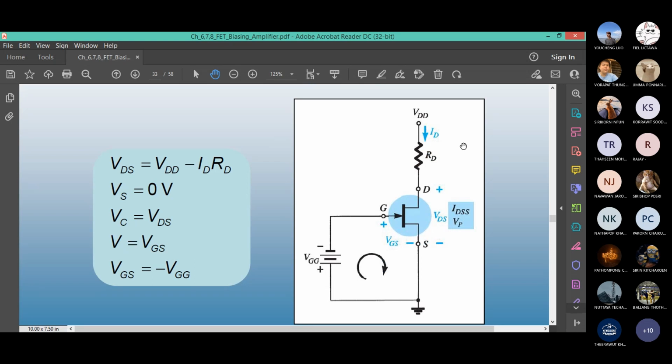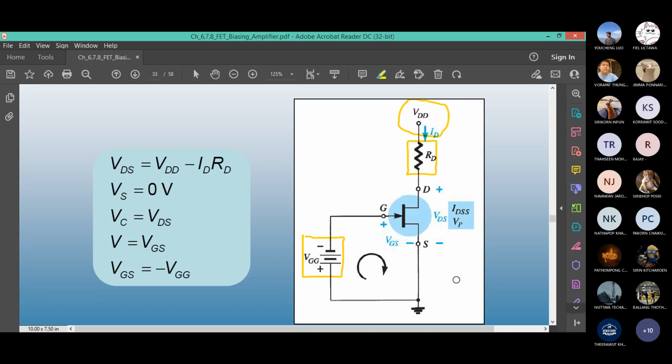First circuit, fixed bias. We are in the first biasing circuit. My intention is to complete all the biasing circuits first, and then we look at maybe 3-4 examples. The DC source is here, VDD. Then you have a drain resistor RD. This is drain, gate, and source. Between gate and source, we apply another DC voltage, VGG. You can notice the polarity.